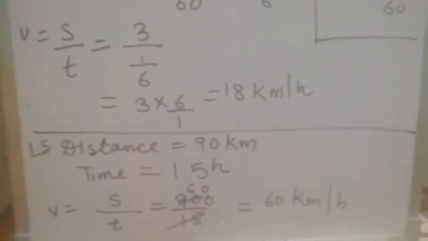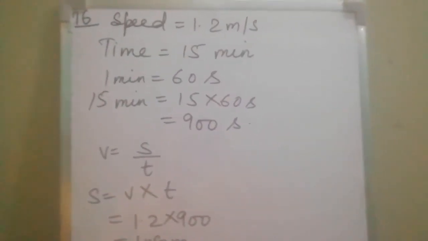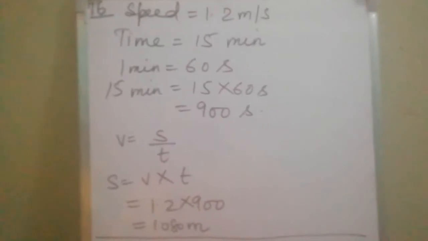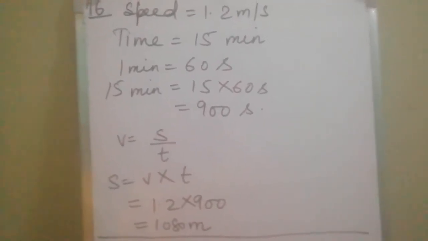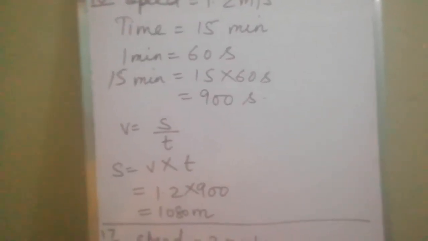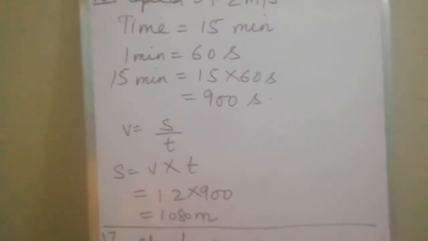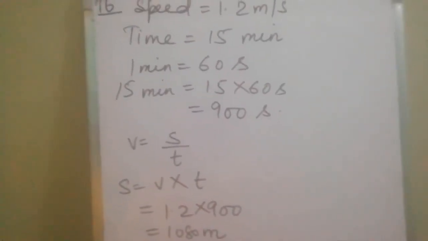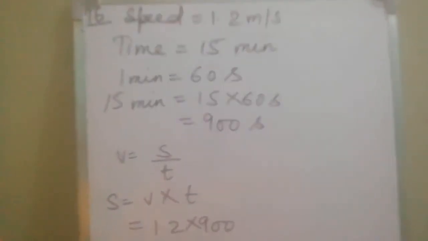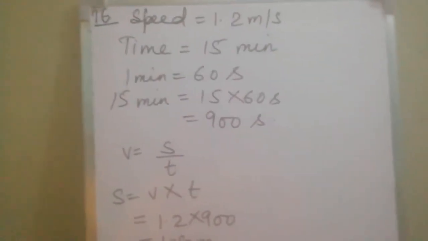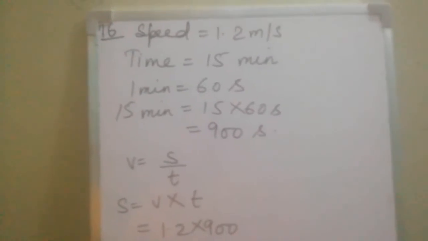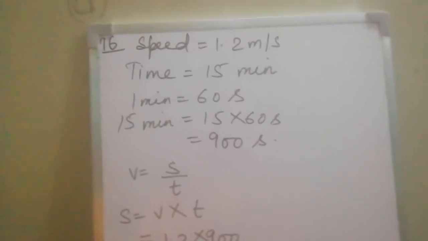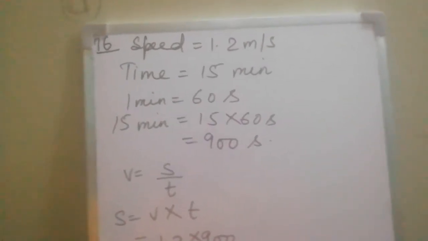Okay, children. Now, example number 16. A jogger is jogging at a constant speed of 1.2 meter per second. So the speed of the jogger is given to you, 1.2 meter per second. Then how much distance will he cover in 15 minutes? Time is given to you as 15 minutes. You have to find out how much distance he will cover in 15 minutes if the speed of the jogger is 1.2 meter per second.